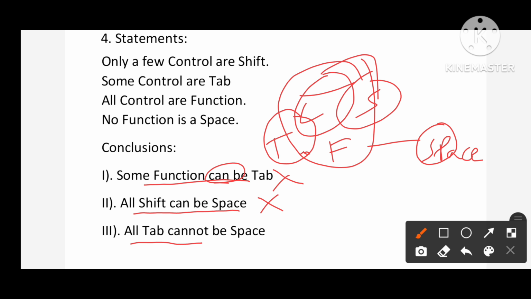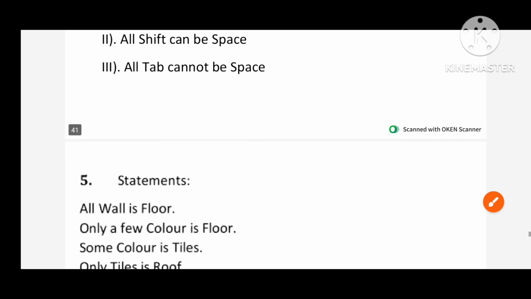All tab cannot be space, so here we see not, so we check all tab can be space. Can we place all tab inside a space? It is not possible. All case fail means some all not case will be true, so only 3 is true here. Next, question number 5.